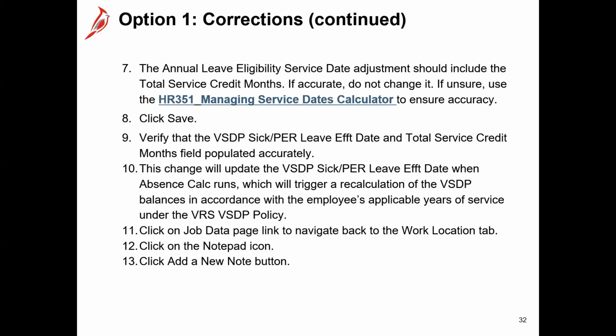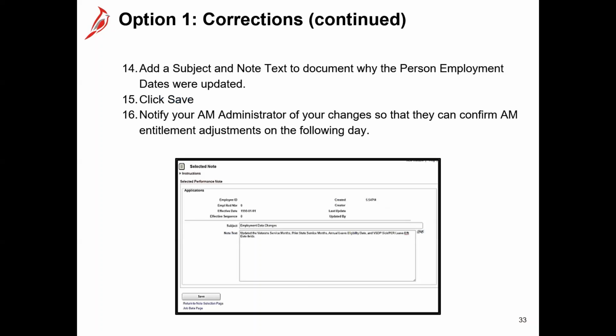Then you will click on the job data hyperlink to navigate back to our work location tab so that you can enter a note on the changes that you made on the notepad icon. You'll click on the icon, click the add note button, and add your subject and note text to document why the person's employment dates were updated, just in case someone else picks up this record and is wondering what happened, why you made that transaction. Then you'll click save again and notify your absence management administrator of your changes so that they can confirm the entitlement adjustments on the following day.